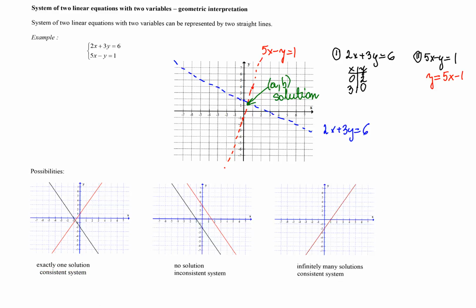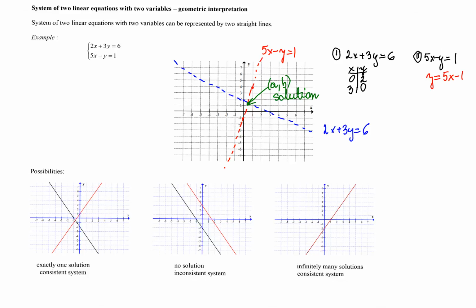There is another possibility, that the lines are parallel. In this case, those lines will never cross, and therefore there is no solution. And there is a case where both lines are identical, and in this case there are infinitely many solutions. Any point on that line is a solution of that system.